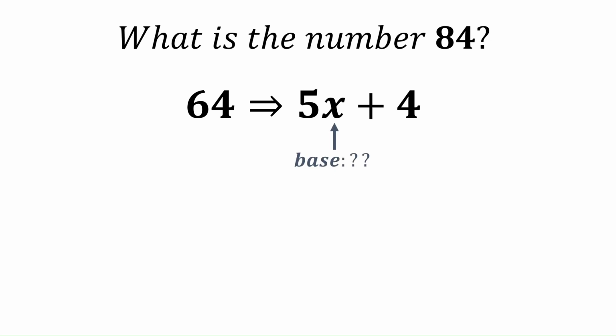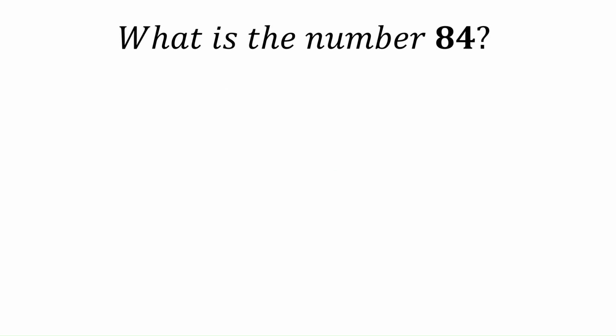Subtract 4 from both sides to get 60. 60 is equal to 5x. Divide both sides to get x is equal to 12. The base system the question uses is 12. With this information, we can form our attack plan.